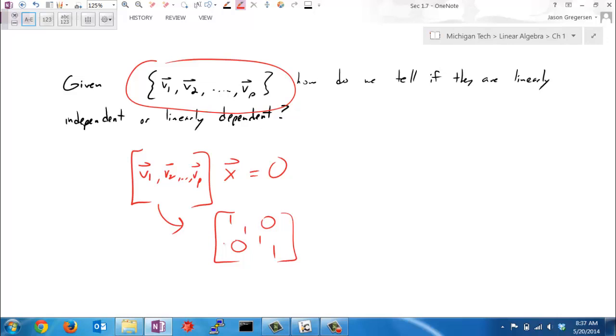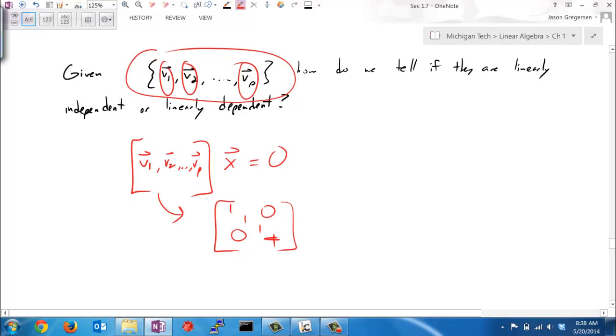Think about it in terms of that spanning idea. If this is independent, we're going to need each one of these to actually define the space. They're all pointing in an independent direction, you could think of. None of them are pointing in the same direction.